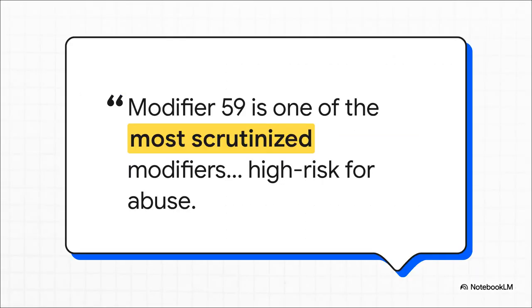Here's the core issue, guys. Using Modifier 59 is, well, kind of like using a broadsword in a surgical suite. It's just way too blunt. Because it lacks specificity, the OIG has literally flagged it as high risk for abuse and unbundling. It's an instant audit magnet.